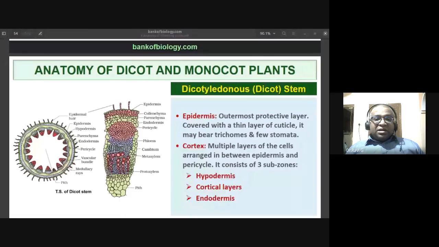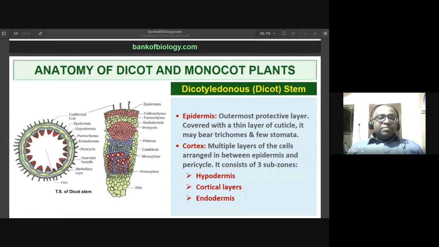arrangement of vascular bundle is that all the vascular bundles are arranged in a ring-like manner. They are arranged in a ring-like manner. So we call this type of stele as eustele. And what is the vascular bundle? Vascular bundle is conjoint and open type of vascular bundle.